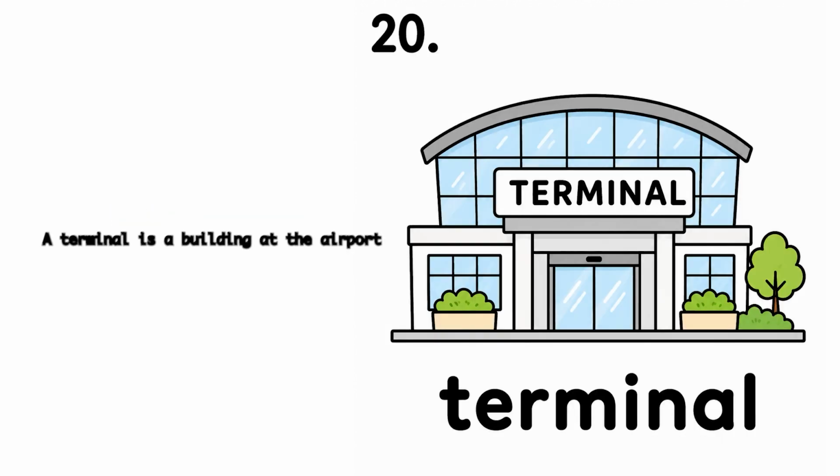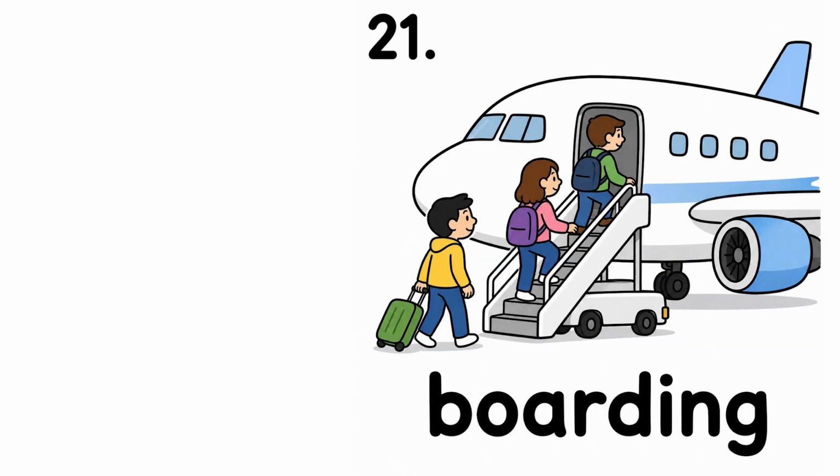Word 20. Terminal. A terminal is a building at the airport. Example. We are in Terminal 2. Word 21. Boarding. Boarding means getting on the plane. Example. Boarding starts now.